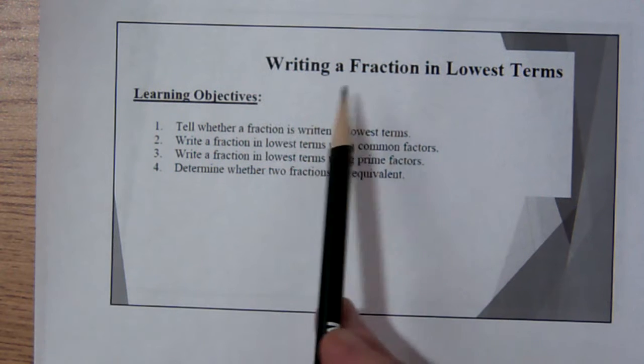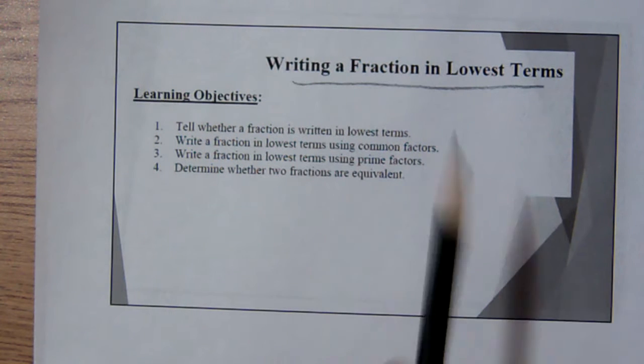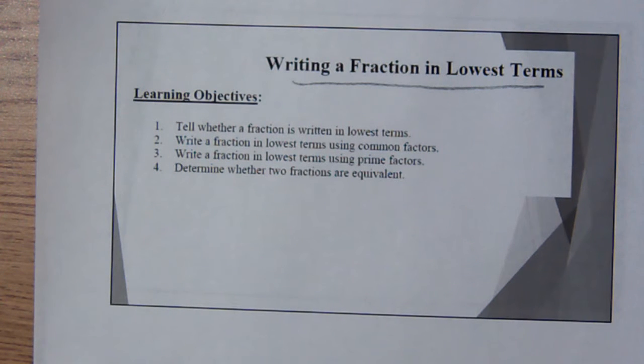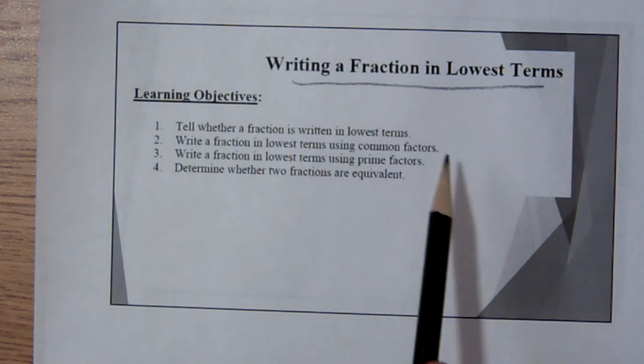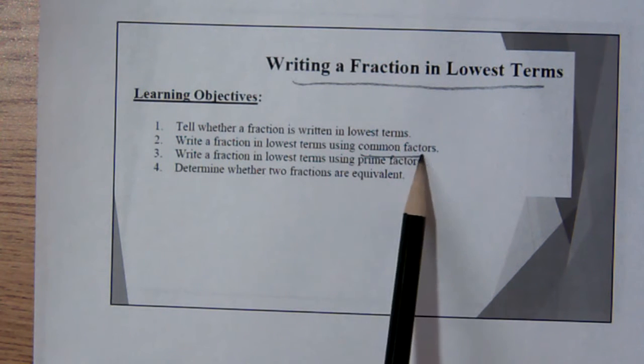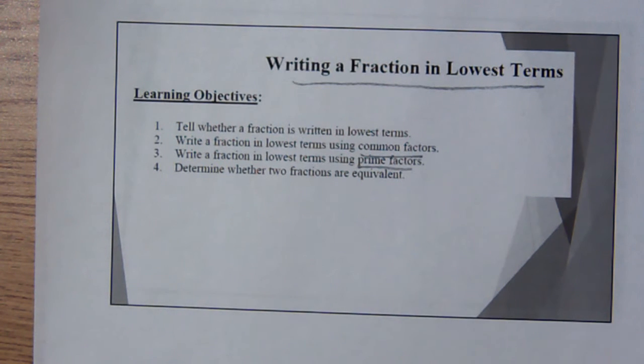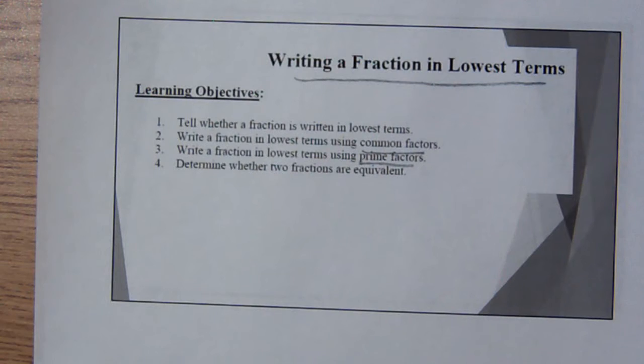Today's topic is writing a fraction in lowest terms. So the learning objectives are to figure out if something is in lowest terms and change a fraction into lowest terms, and you can either use the common factor method or you can resort to prime factorization of numerator and denominator. And last but not least, we determine whether two fractions are equivalent.